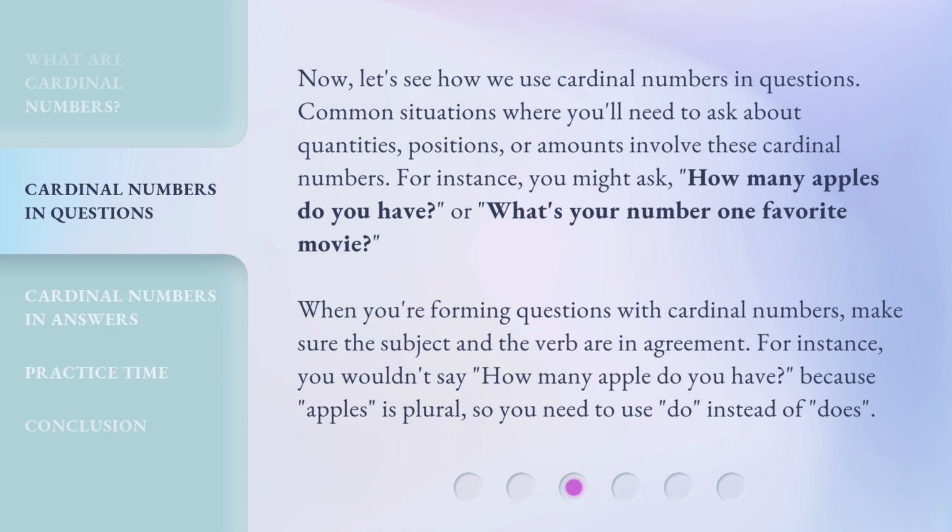When you're forming questions with cardinal numbers, make sure the subject and the verb are in agreement. For instance, you wouldn't say, "How many apple do you have?" because apples is plural, so you need to use do instead of does.